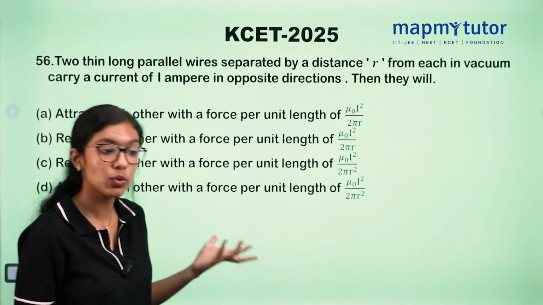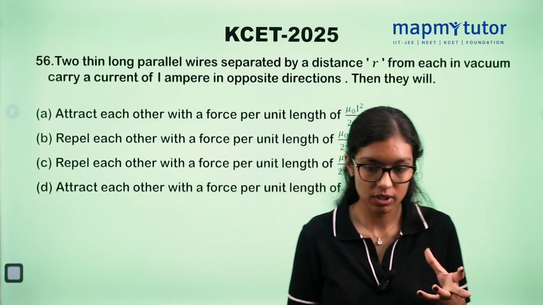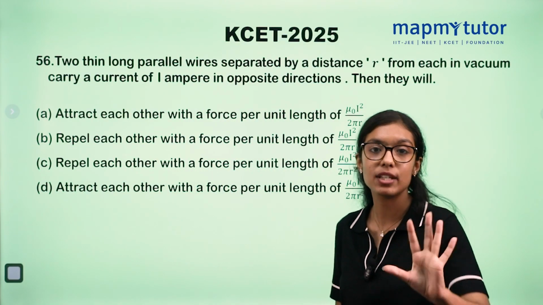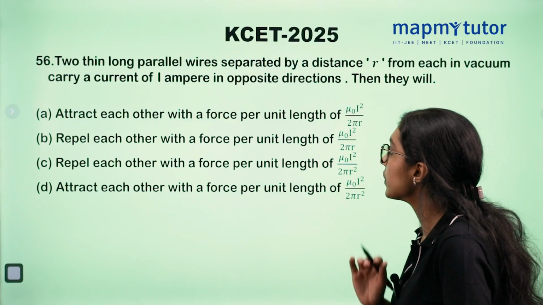See, all these questions are so easy. At least in a paper, 10, 15 to 20 questions are conceptual based. So let your concepts be very strong. You will score 50% of the marks.